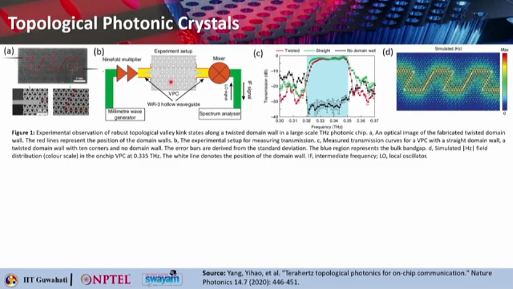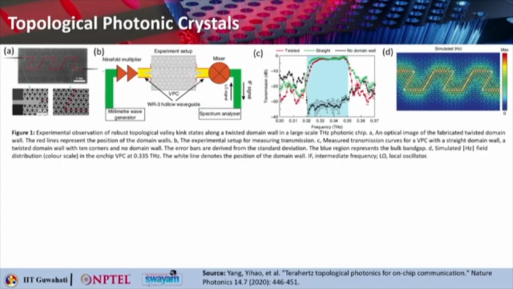This shows the experimental setup for measuring the transmission. You have a millimeter wave generator, then a multiplier to give that signal to you. These are the hollow waveguides, and this is your valley photonic crystal, or the topological photonic crystal, that you have made.